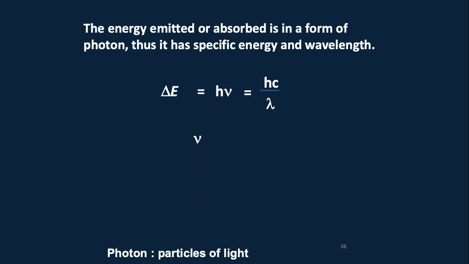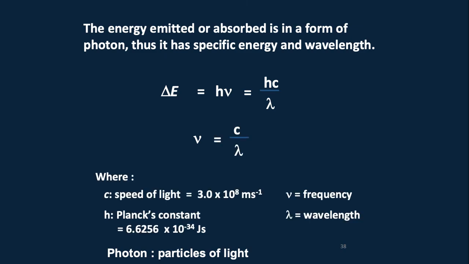The energy emitted or absorbed is in the form of photons or electromagnetic radiation. Thus, it has specific energy and wavelength. So this is the equation to relate the energy emitted or absorbed with the frequency, speed of light, and wavelength. Note that c is the speed of light, h is the Planck constant in joule seconds, nu is the frequency, lambda is the wavelength, and photons are particles of light.